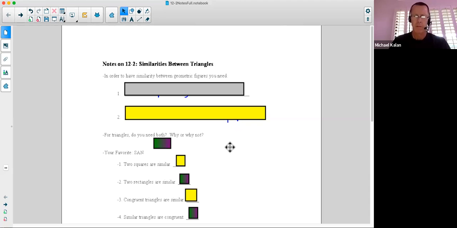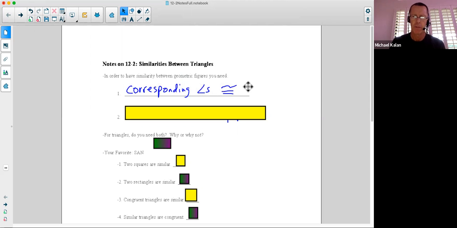All right, onward we go in our march through chapter 12. Let's focus on 12.2 and similarities between triangles. Okay, we already know that in order to have similarity between geometric figures, you need what? What two things do you need? You need to have corresponding angles congruent, right?